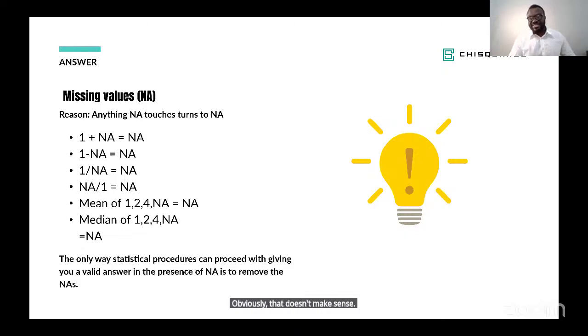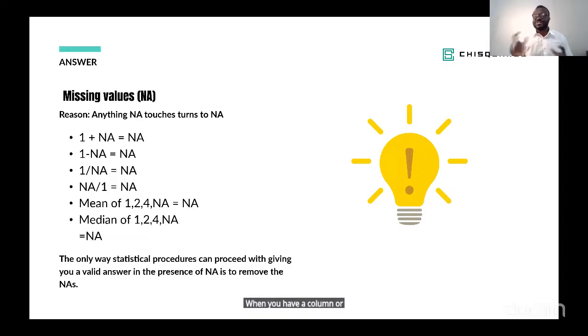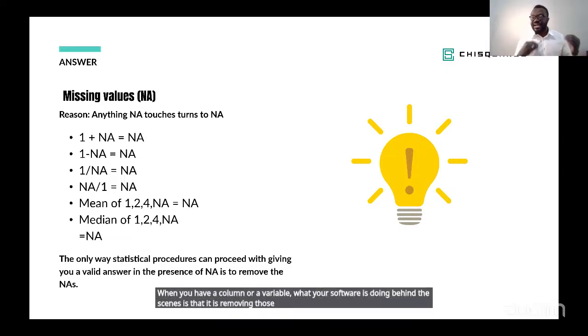To address that, when we have a column, and even if you're not aware of it, that's what your software is doing. When you have a column or a variable, what your software is doing behind the scenes is that it is removing those NAs, those missing values, and throwing them away, because that is the only basis upon which it can give you valid results.